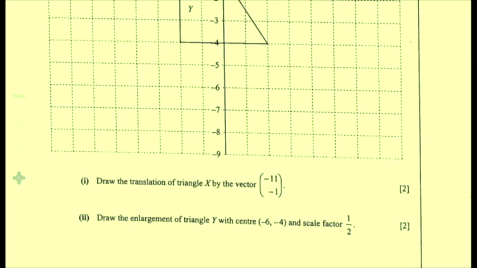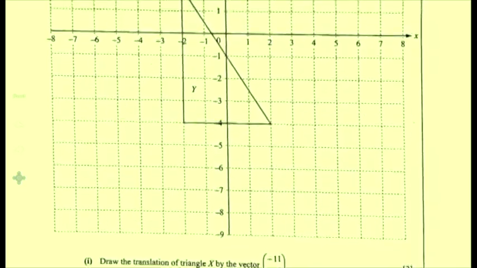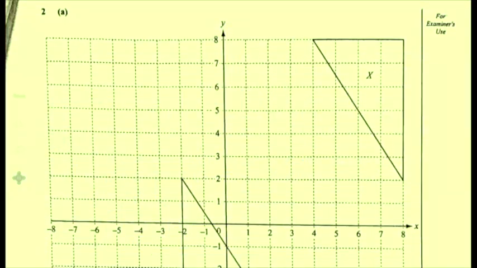So the second question is a question on transformations. Here on this grid, you draw the translation of triangle X by vector negative 11, negative 1. So coming to the grid, you can look at X. X is there, so that's our triangle X there. So the translation vector is negative 11, negative 1.